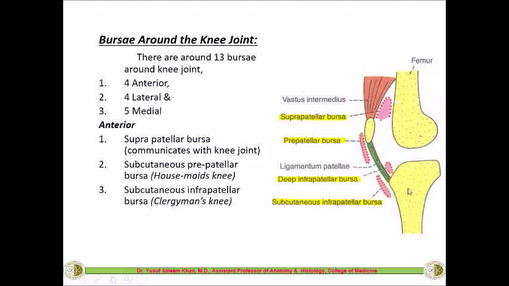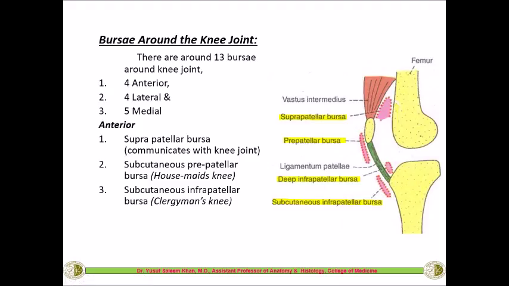Then there are the infrapatellar bursae. One is the subcutaneous bursa and the other is the deep bursa. This is the subcutaneous infrapatellar bursa. Again, this is also prone to infection and inflammation, especially in the case of clergymen. In churches, clergymen pray kneeling down on their knees, and this especially inflames the infrapatellar bursa. That's why it is called the clergyman's knee, where the subcutaneous infrapatellar bursa is inflamed.